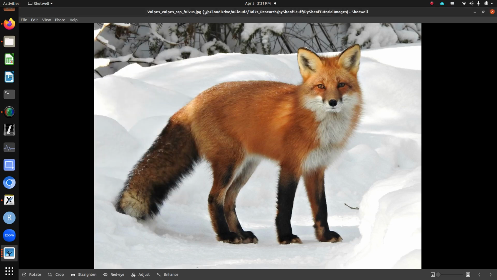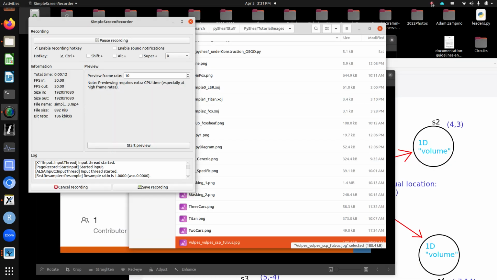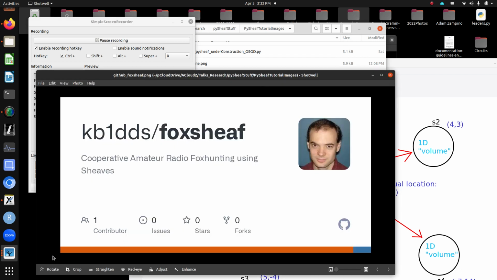This example for sheaves is fox hunting. And I found this really cute fox picture, but we don't actually do real fox hunting in our family. We do hunting for radio transmitters. Okay, so let me show you what I mean.